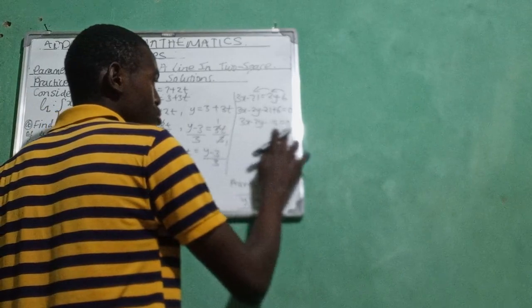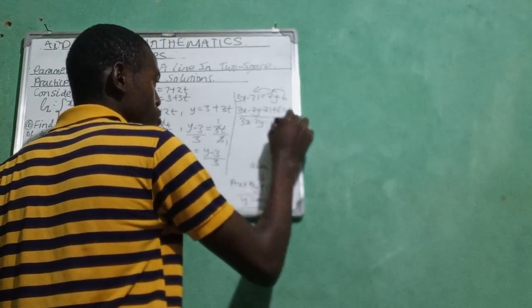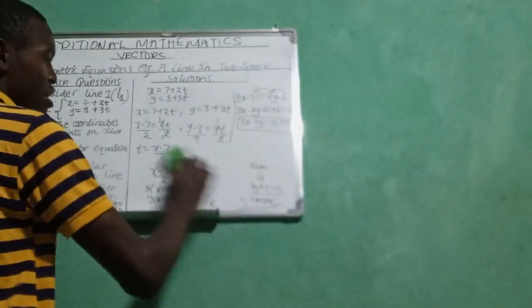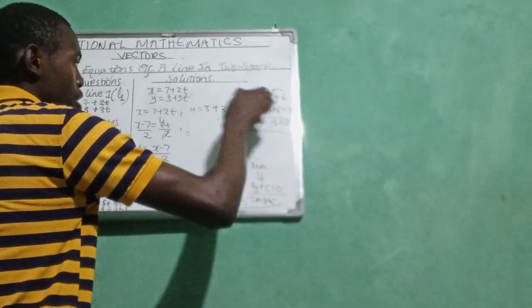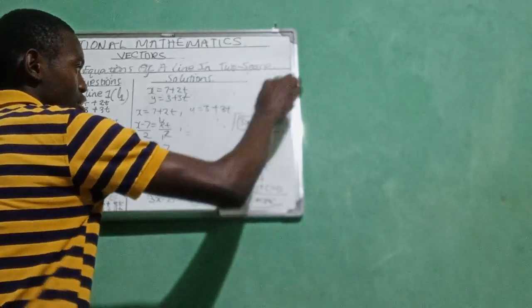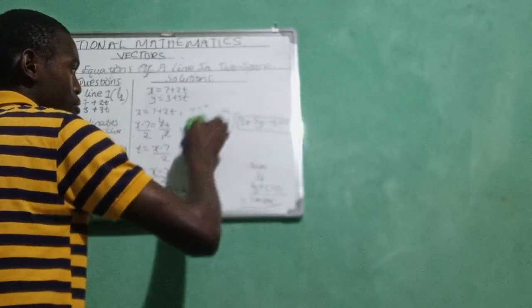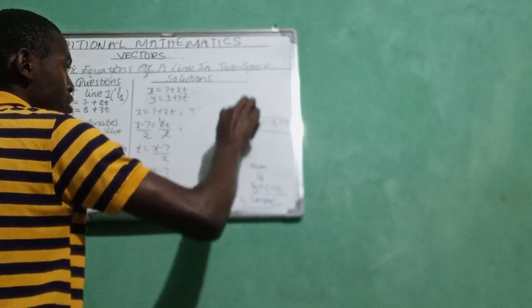This is your final answer. So your final answer is 3x minus 2y minus 15 is equal to 0. That's your final answer. So let me quickly erase what we have done. So that's it for method 1.